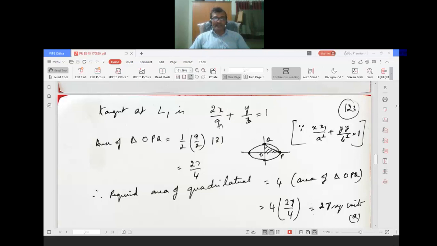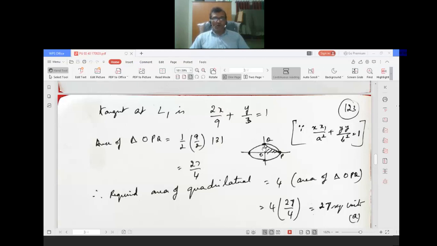So the x-intercept here, OP, will be the x-intercept. So that is x by 9 by 2. So the x-intercept OP will be 9 by 2, and the y-intercept is y by b, that is 3. So that is OQ. So the area of triangle OPQ is half into base into height, half into OP into OQ. We take the positive value. So 27 by 4 we get here easily.